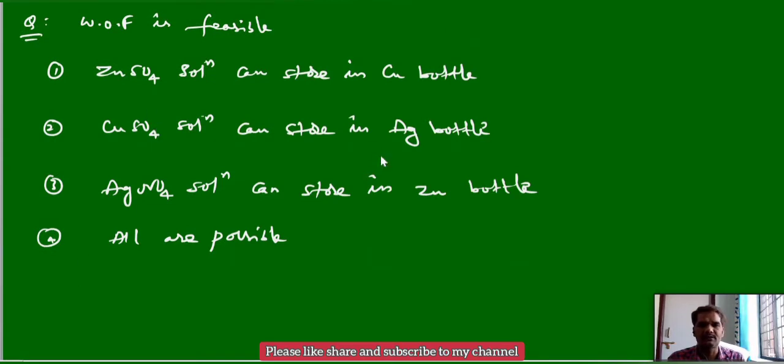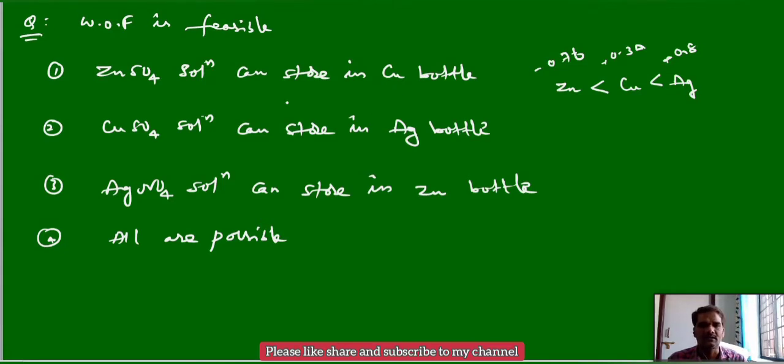Okay, how can we answer this question? Just check their electrode potential values. You know that the zinc electrode potential value is less compared to copper, and copper is still less than silver. Zinc is minus 0.76, as we just discussed, copper is plus 0.34, and silver is plus 0.8. That means zinc can replace copper in copper sulfate, copper can replace silver in silver nitrate, and zinc can also replace silver in silver nitrate. That is feasible. So zinc metal can react with copper sulfate.